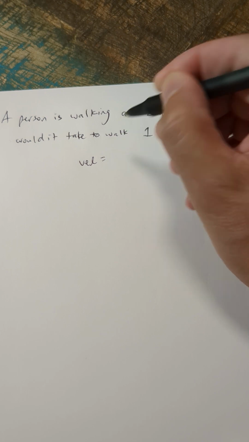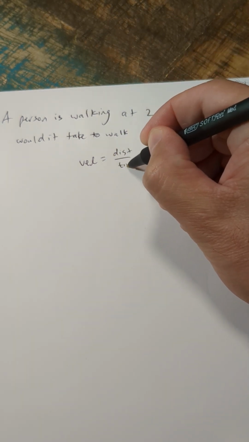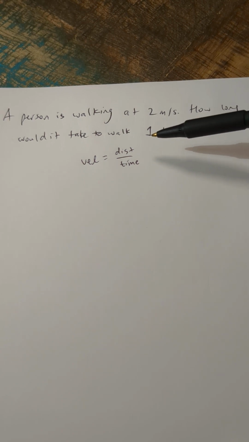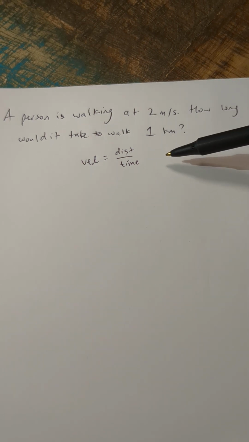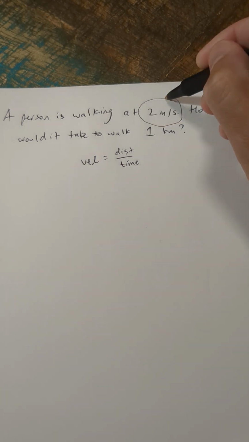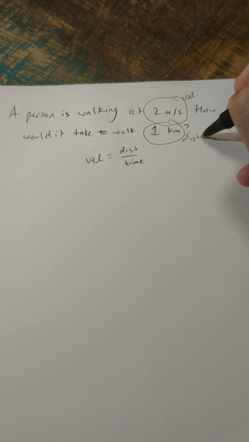All right. It's about velocity, this question. So velocity equals distance over time. And usually in the problems, they will give you two of these pieces of information, and then we will need to solve for the third. So we're walking at 2 meters per second. That's velocity. How long would it take? It's time, which is what they're asking for. How long would it take to walk 1 kilometer? That's distance.